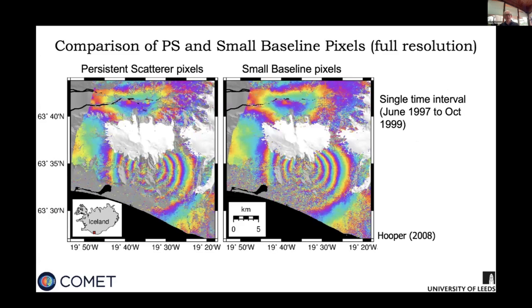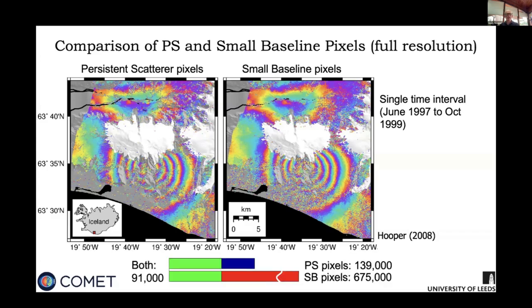The reason I mentioned that is because you can compare how the two different approaches do if you process both at full resolution, and the answer is you get very similar results. This is one example showing processing with persistent scatterers and also with small baselines, and they look superficially very similar. There is a difference in the number of pixels: there were many more small baseline, so distributed scatterer, pixels picked than PS pixels, as you might expect.